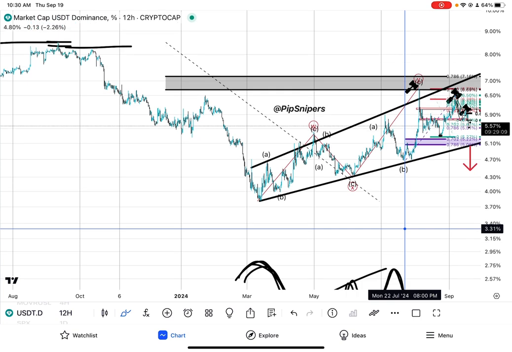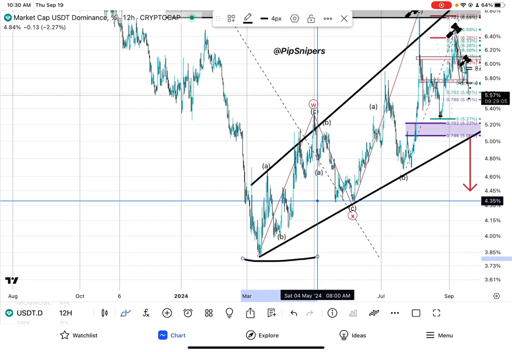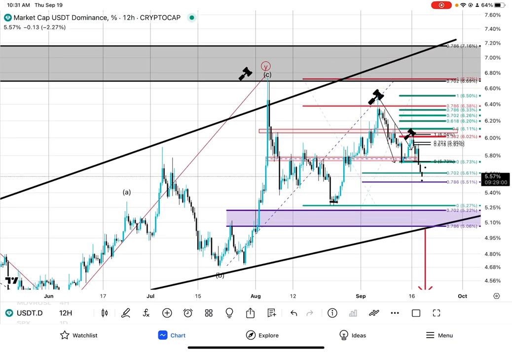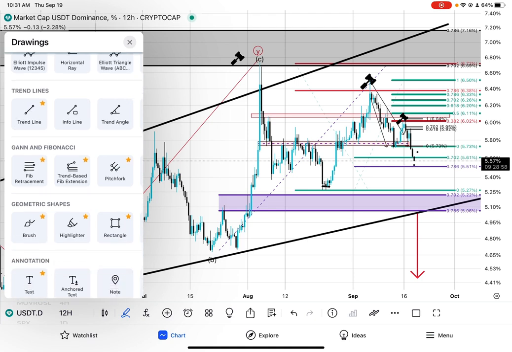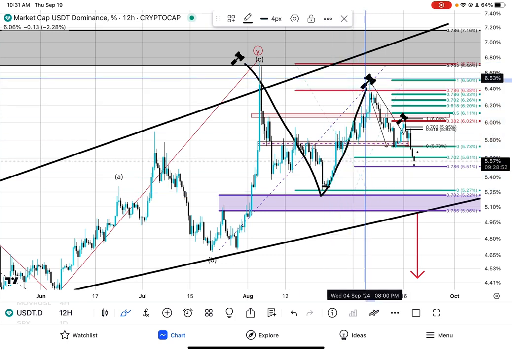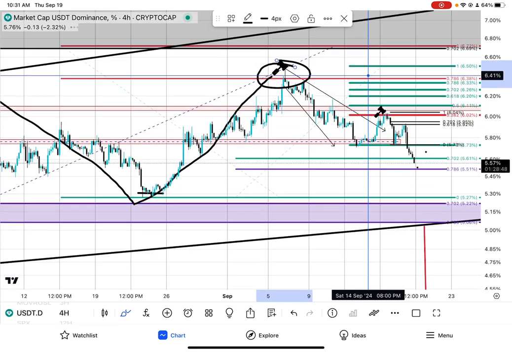If we take a fib from this September high over here down to this March low, we did come up towards the 70.2% fib at 6.69%, saw an aggressive move down towards the median of this pattern, a move back up towards the 78.6% retracement, and then a continuation down.